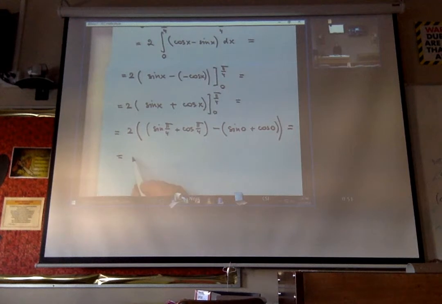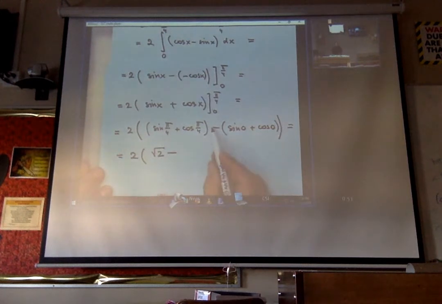So, what do I get? I get 2, right? Now, what do I get right here? So we know what sine of pi over 4 is. What's that? Square root of 2 over 2, right? Cosine of pi over 4 is the same, right? So square root of 2 over 2 plus square root of 2 over 2 is what? Square root of 2, right?